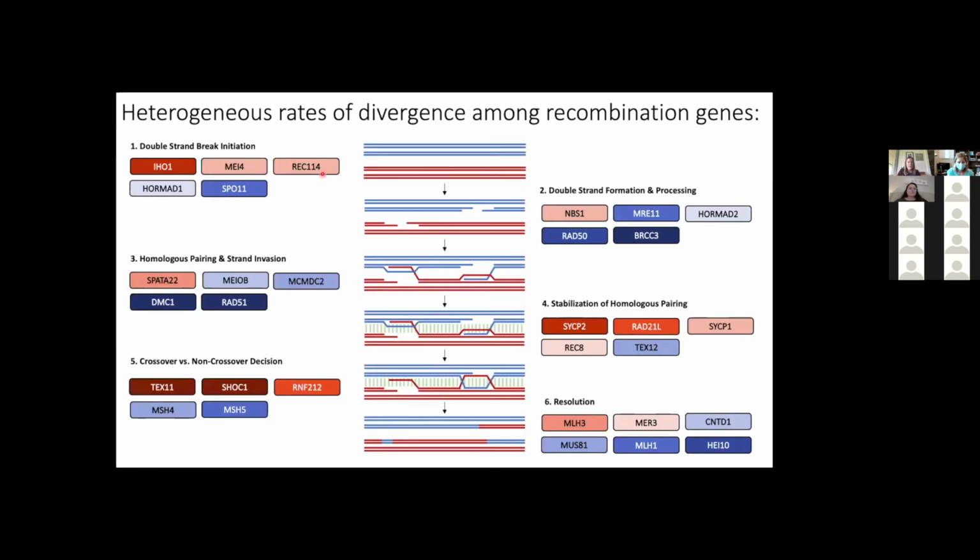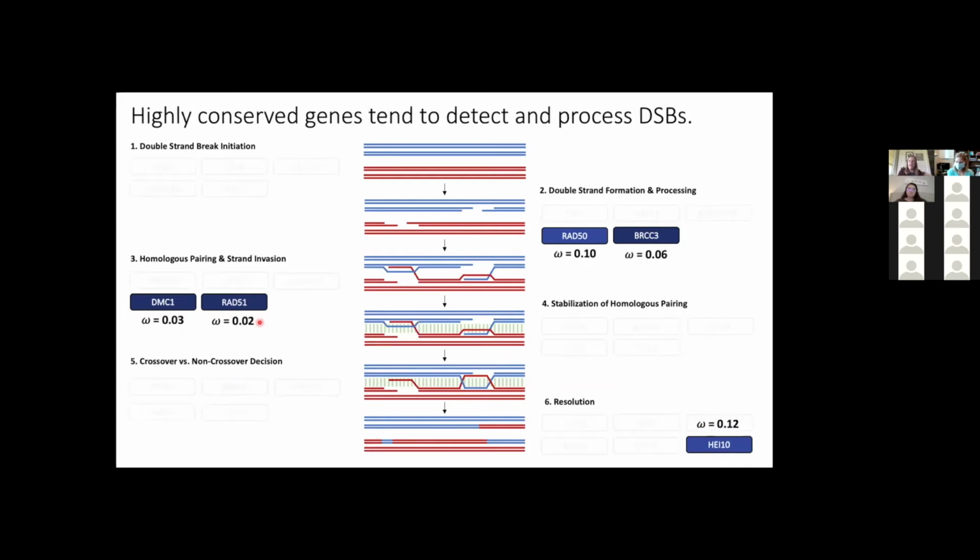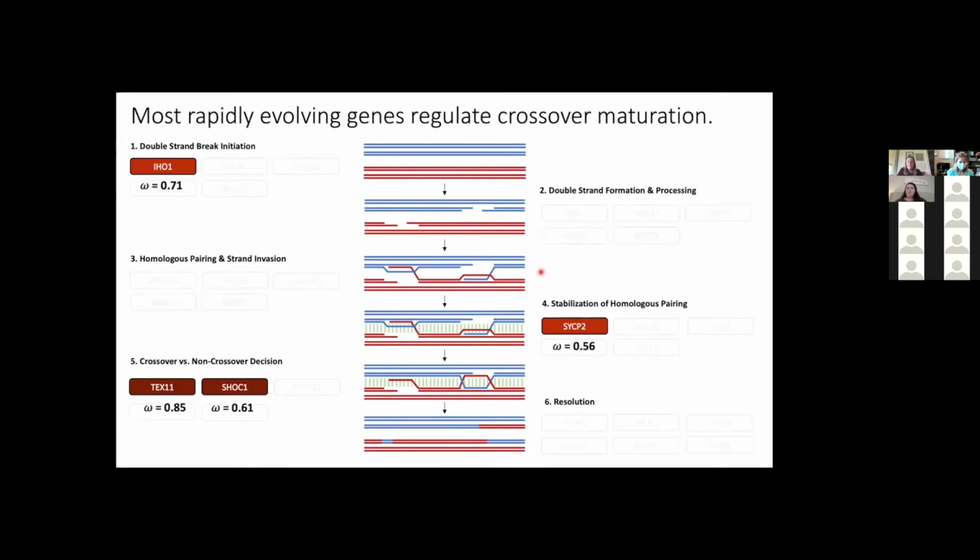In each of these cases, I have the gene that regulates that step of the pathway color-coded based on whether it's evolving really rapidly, in these dark reds, or really slowly, in these dark blues. If we look at this, we can pick out some patterns. Really highly conserved genes appear to be involved in processing and detecting those double-strand breaks, and that makes sense. Genes that are evolving most rapidly seem to be in those steps of the pathway that we think might be likely to generate differences in recombination rate.